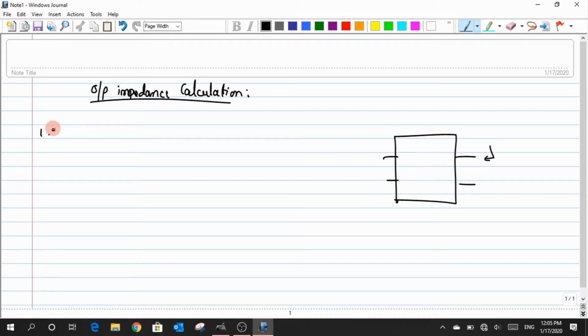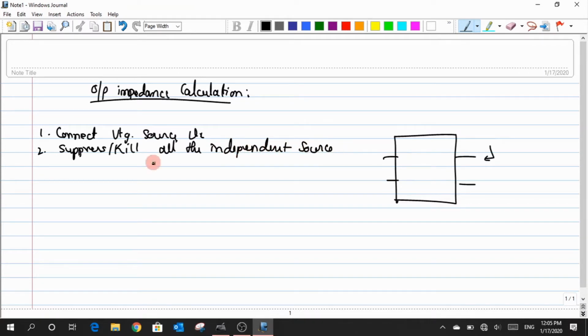For that we followed a specific set of rules. The first rule is to connect some sort of voltage source, Vx, to the port, and then we suppress or kill all the independent sources. The third is to measure the current Ix that is flowing out of this Vx, and from that Ix value compute the resistance Rx, which is defined as Vx by Ix.